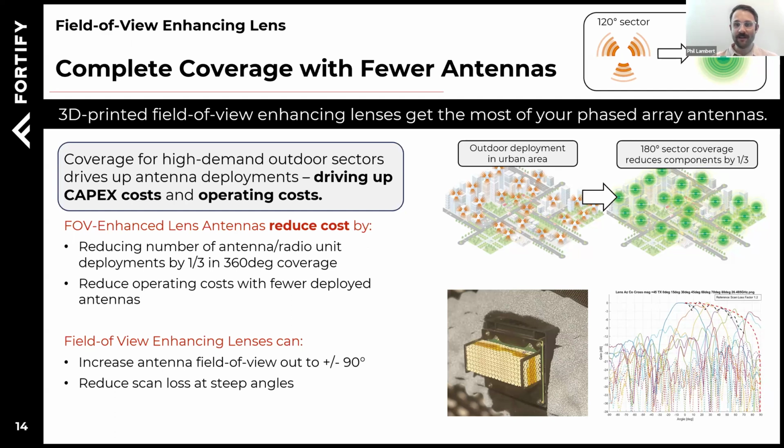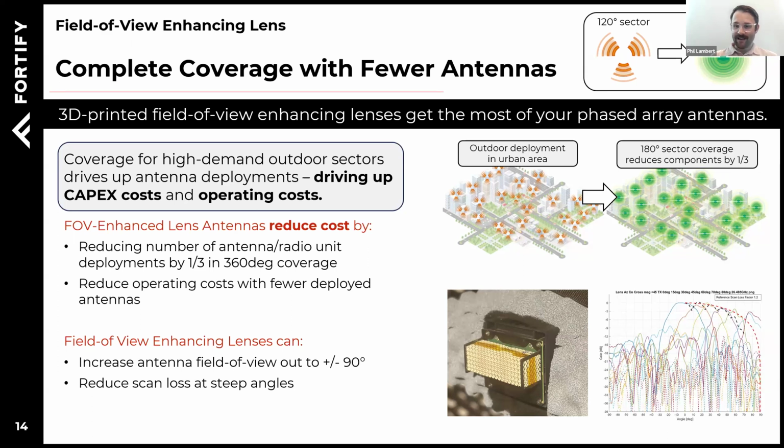What this allows you to do is reduce the number of systems you need to deploy, which helps to reduce your CapEx costs and your operating costs for the same type of coverage. If you look at the little graphic at the bottom right here, you can see the dotted red line is a reference scan loss factor of 1.2, which is pretty typical for many phased array antennas. And then for this specific demonstrator that we created here, it sits on top of an Anokiwave development kit.